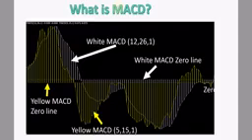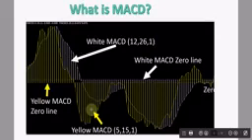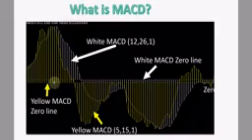Okay, so this is how the two MACDs will look on your chart. You have the big MACD with 12, 26, 1, and the small MACD with 5, 15, 1. They both have their own zero line. This is the zero line for the small yellow MACD, and the zero line for the big white MACD.